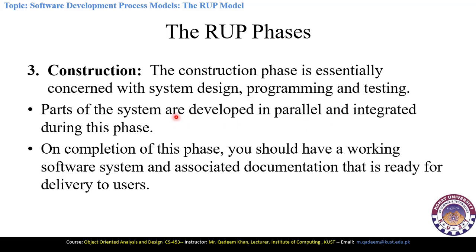On the completion of this phase, we have a working software system which will have associated documentation as well. And then the system will be ready to be delivered to the end users. So after this phase, the complete product is in fact created and we have a working final product. And with each and every functionality we have associated documentation, and the documentation will be used as a manual for the usage of the software.